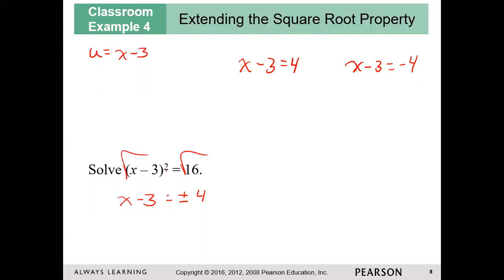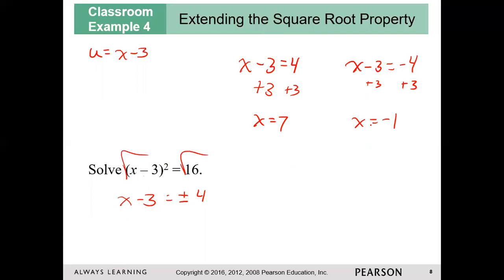Remember, this is a degree 2 equation, so we're expecting to get at most 2 solutions, and in this case, we're actually getting 2 solutions. So we're going to add 3, x equals 7, and then over here, we're going to add 3 again, obviously, and that's going to give us x equals negative 1.